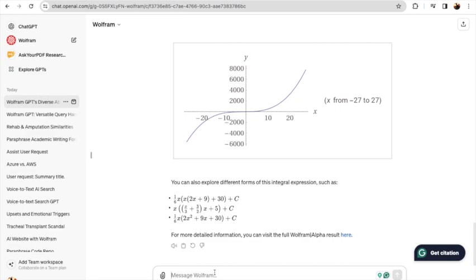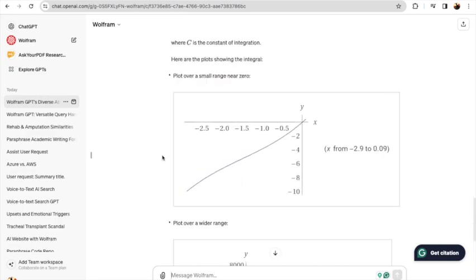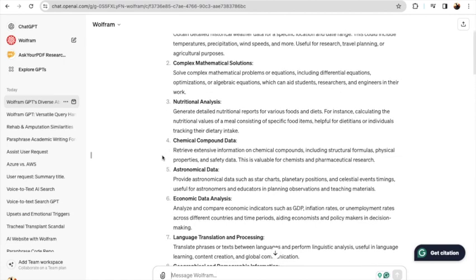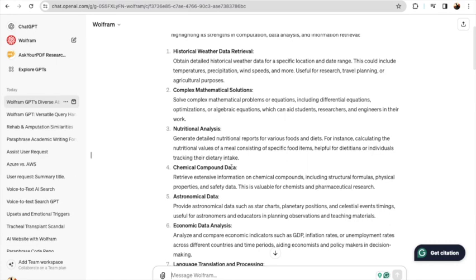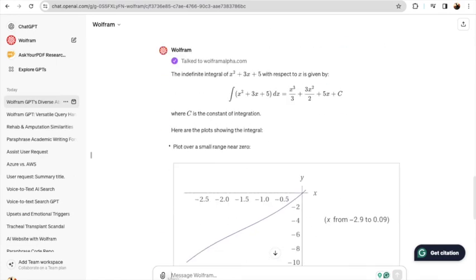But here's the thing, Wolfram wouldn't judge you. It's just going to give you the answers. What else do we have? Nutritional analysis. That's very cool. What do we have for nutrition analysis?